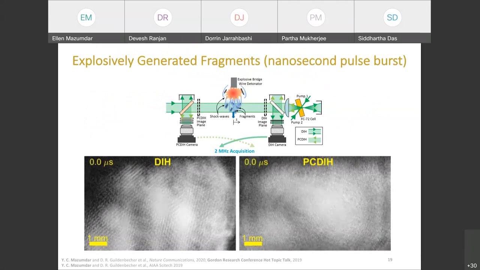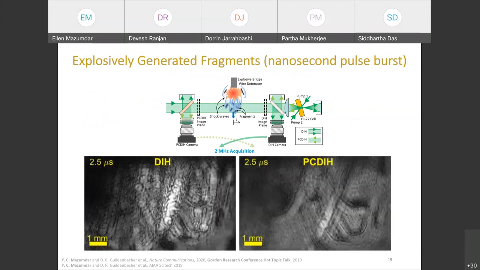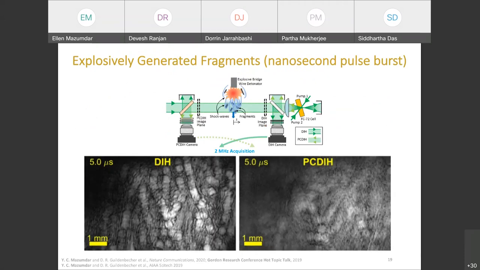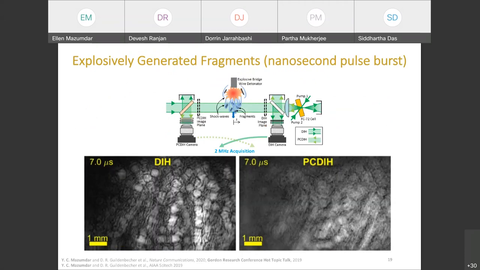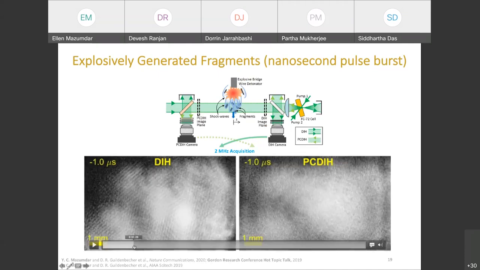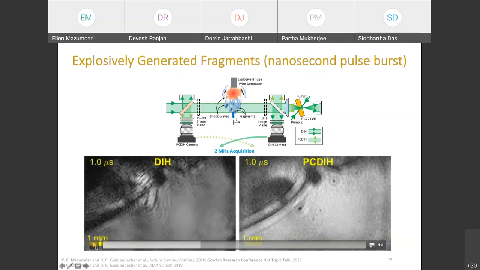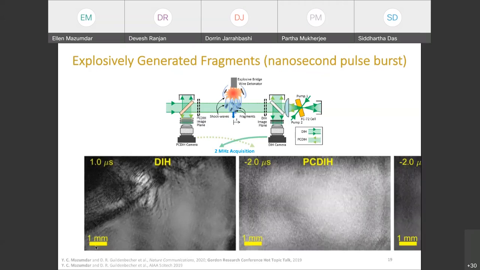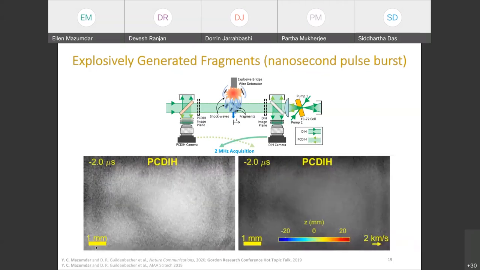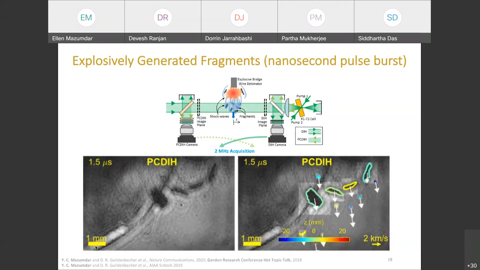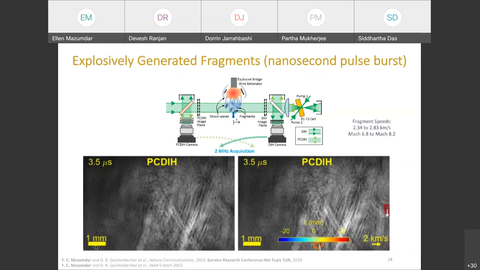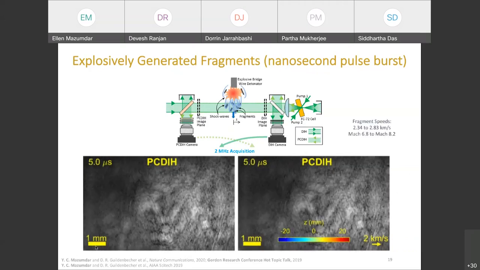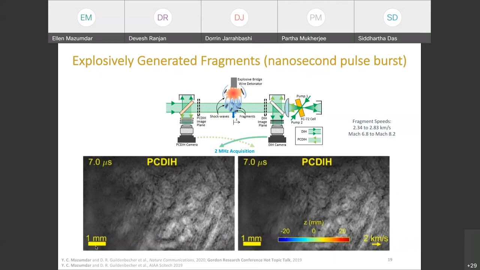So a quick example here, we have an explosive bridge wire detonator. It generates particles. It's actually pointed down in this experiment. And so you can see the particles go by. And if I can pause it here, you can see that there's a difference in image quality for PCDIH versus traditional DIH. We can do the same thing once we have a good PCDIH image. We can start tracking the objects and determining their speed. And so we've determined for these that they're traveling at Mach 6 to Mach 8. So these are pretty fast fragments traveling off of an explosive detonator.